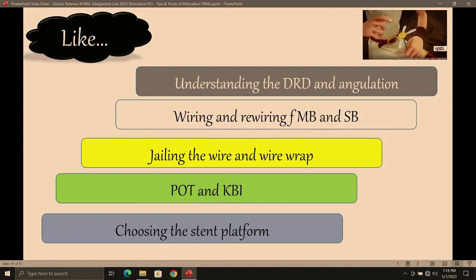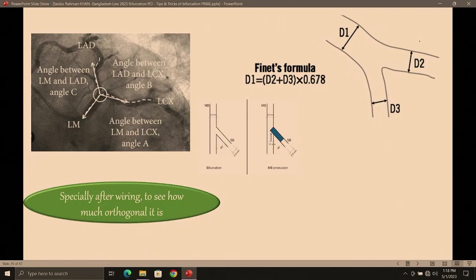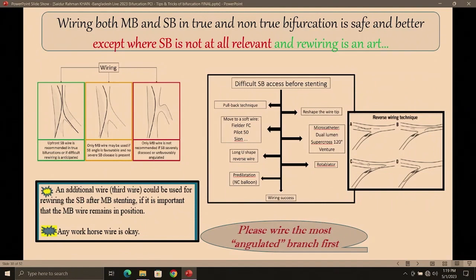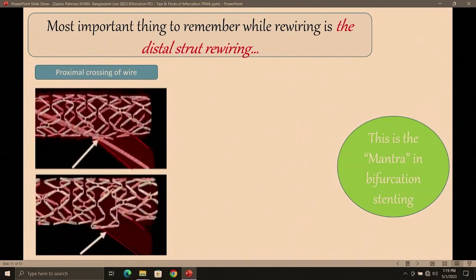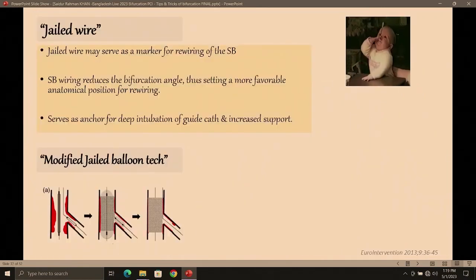POT and KBI should be done in a perfect fashion, and choosing the stent platform is also very important. So we have to know Finet's formula, that is 2/3 of the D2 and D3. You have to keep that in your mind all the time. Angulation is very important because with an acute angle you have to be careful. And for wiring both SB and MB, it's better to go for a pullback technique all the time. If you can't, then take an additional third wire. And obviously for rewiring, distal struts wiring, you have to remember, except in DK crush, where the proximal wiring is important, that is the mantra. And the jailed wire.